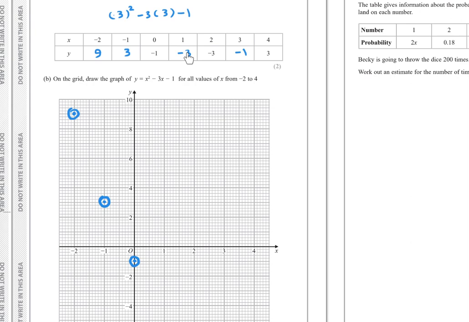1, negative 3. 2, negative 3. 3, negative 1. And the last point, 4 and 3.